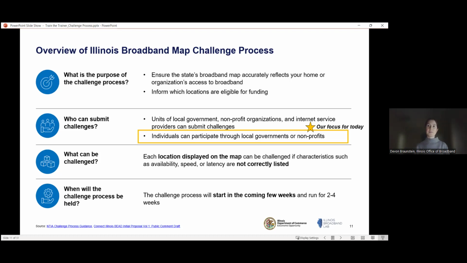When will the challenge process be held? We're kind of tied to federal approval of our initial plans to kick off that process, but hoping within the next few weeks, by the end of January, is when this process will kick off. And before that, that broadband map will be available for folks to just kind of peruse and get familiar with. So I think we're having a webinar next week to start walking through that. But the good news is that the speed tests that we are going to talk about today, you can start as early as now, as early as yesterday, because it just has to be completed within 60 days of that formal challenge process opening.